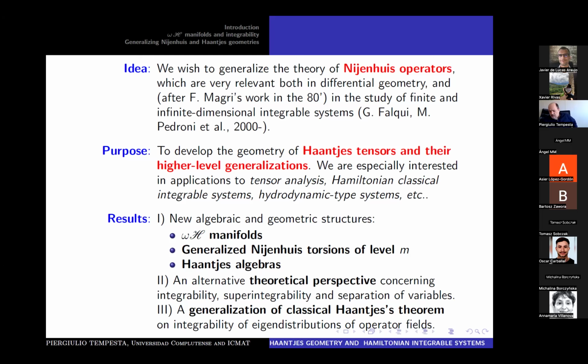So we are especially interested in tensor analysis, generally speaking, and of course Hamiltonian classical integrable systems, and many other possible applications, including hydrodynamic type systems.